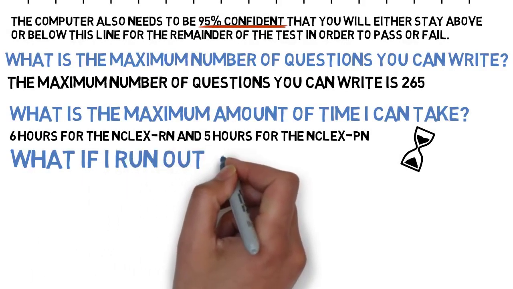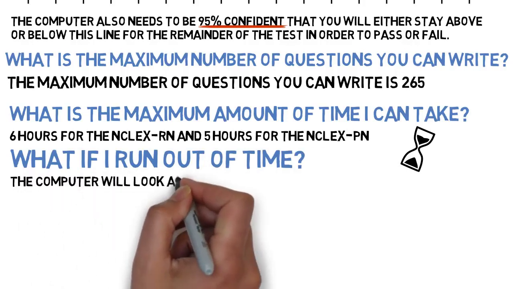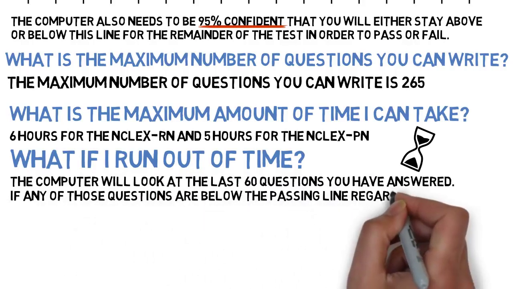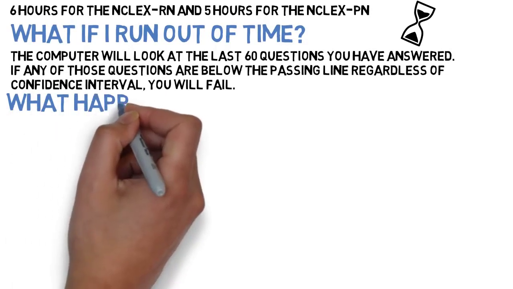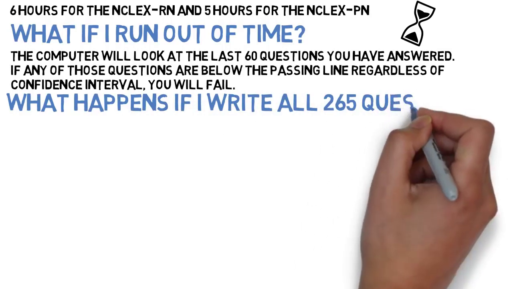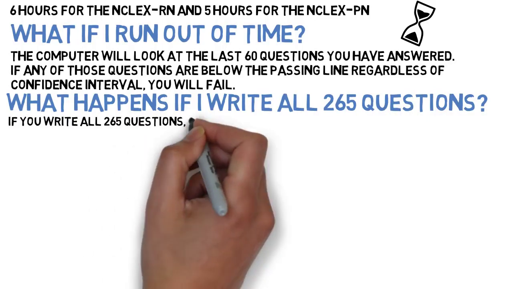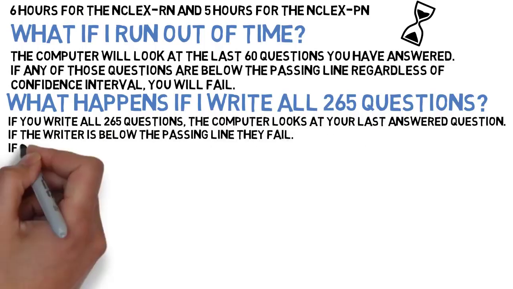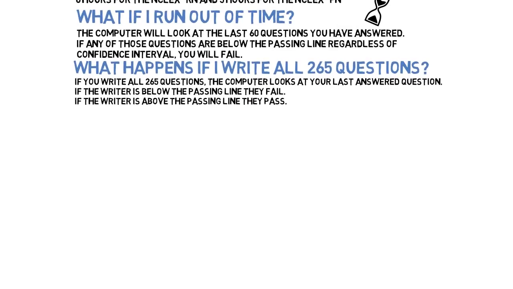So what happens if you do take the entire 6 hours and end up running out of time? Well, the computer will look at the last 60 questions you have answered. If any of those questions are below the passing line, regardless of confidence interval, you will fail. So what happens if you write all 265 questions? Well, if you write all 265 questions, the only thing that matters is where you stand on the last question. The computer will look at your answer, and if it is above the passing line, it's a pass. If it's below the passing line, you fail.